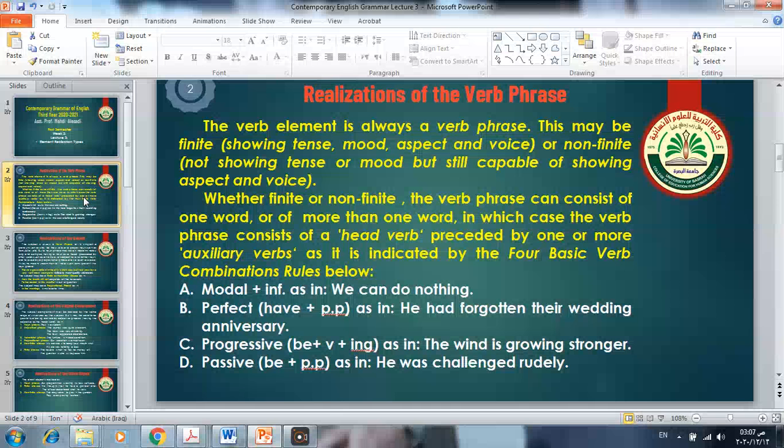Now, of course, these four basic rules can combine together so that we can have a very long string of verbs within the same sentence. We can have up to five verbs at a time. We will speak about these rules in detail in chapter 3. When we come to speak about the verb phrase, we are going to dive into the details of the verb combination rules.